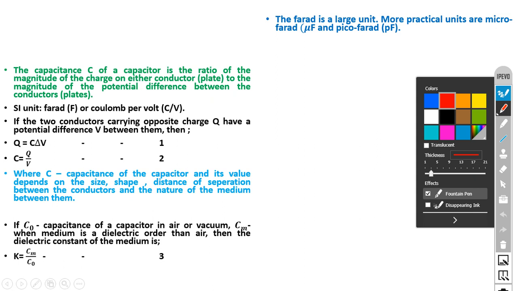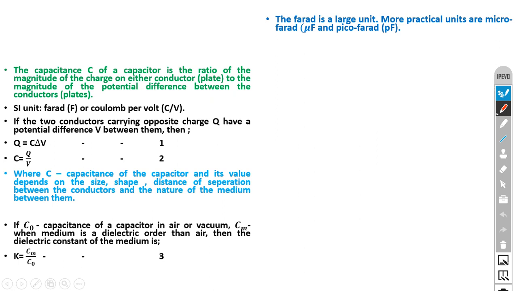You see this symbol here? This symbol is for micro, and this P here is the symbol for pico. This is micro, this is pico. So microfarad, picofarad. This micro means 10 to the power minus 6. Then pico means 10 to the power minus 12.